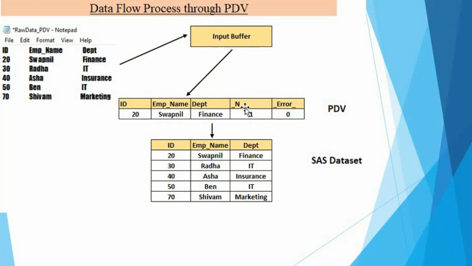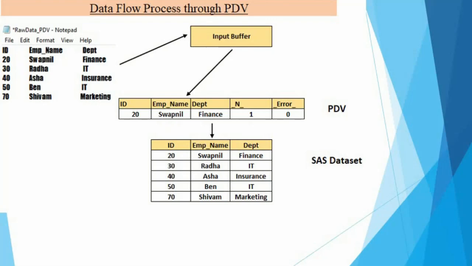_N_ specifies how many times the data step has been iterated. _ERROR_ specifies whenever there is an error at the time of the occurrence. So at the beginning of the first observation, if you notice, the value will be 1 for _N_ and the value will be 0 for _ERROR_. Once the PDV stores the variables and their values, the output buffer holds the temporary data before SAS puts it into the final output data set.